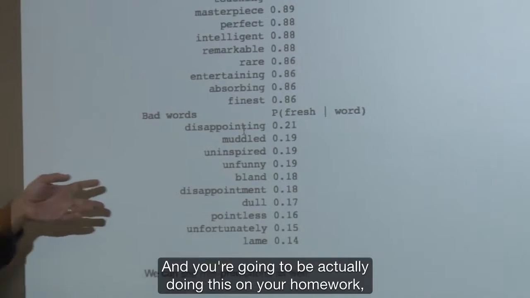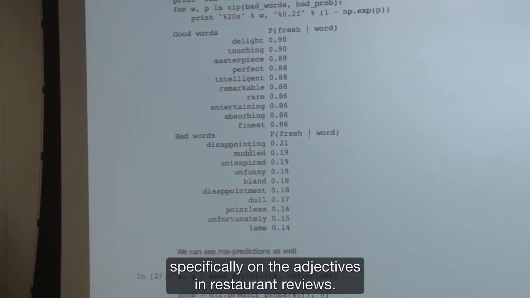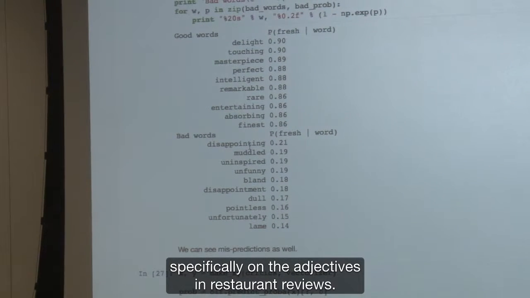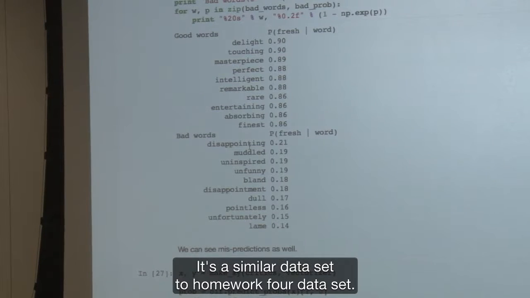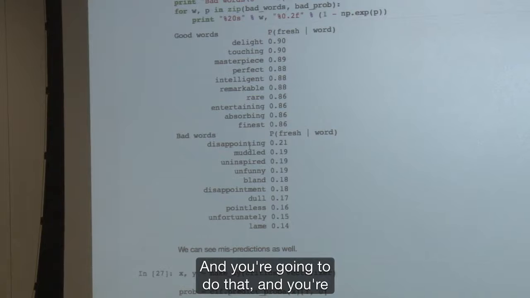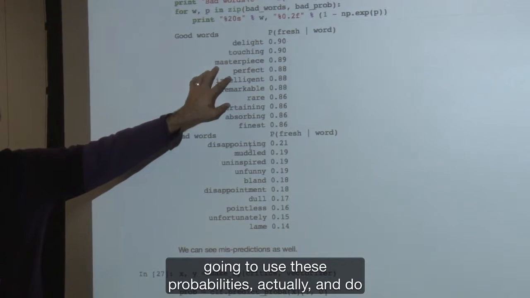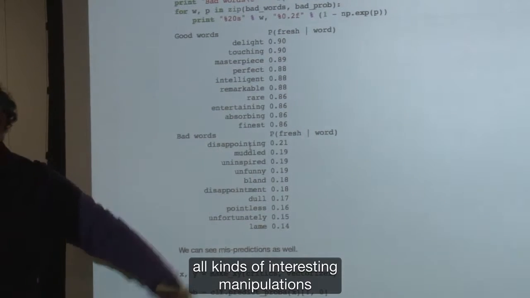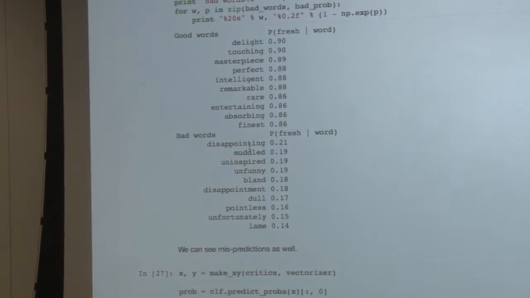And you're going to be actually doing this on your homework, specifically on the adjectives in restaurant reviews. It's a similar data set to the homework 4 data set. And you're going to do that, and you're going to use these probabilities, actually, and do all kinds of interesting manipulations on these probabilities.